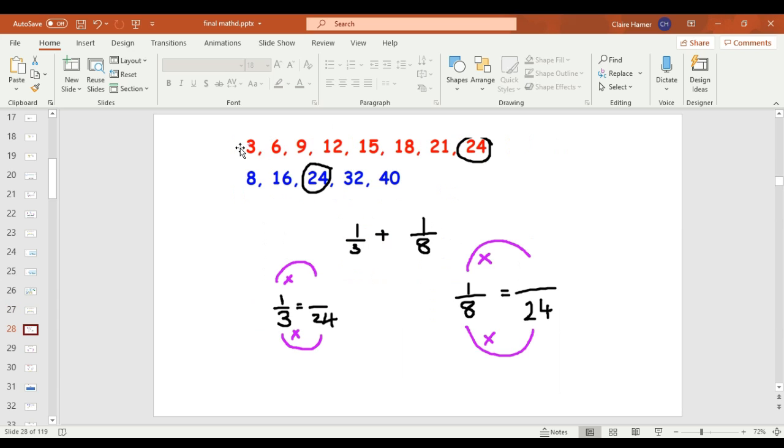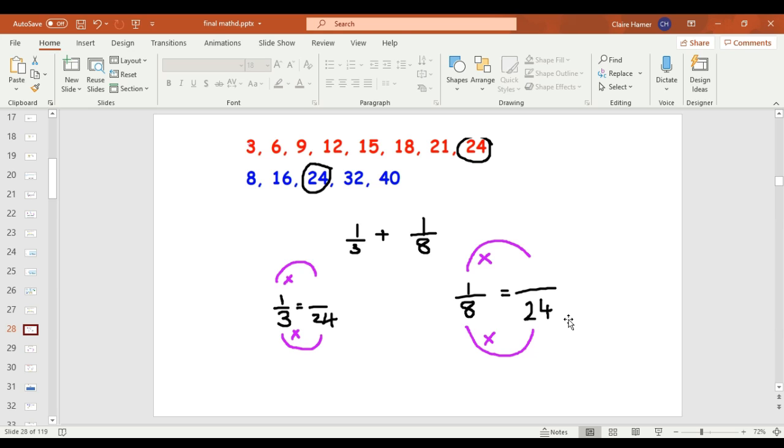Now I wrote out my multiples of 3 and my multiples of 8, and it was clear that 24 is the lowest common multiple. So I've set up on screen, I've done my loops for you, so you might want to write this on your piece of paper. Can you convert 1/3 into 24ths and 1/8 into 24ths? Do that now, please. Pause the video.